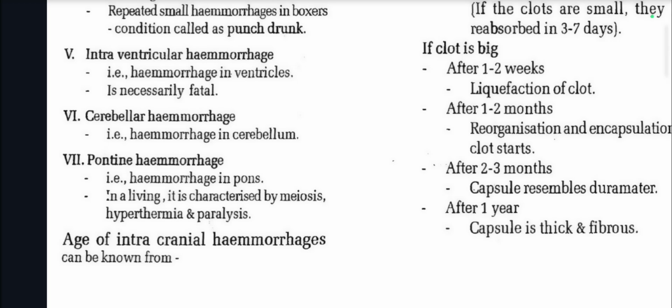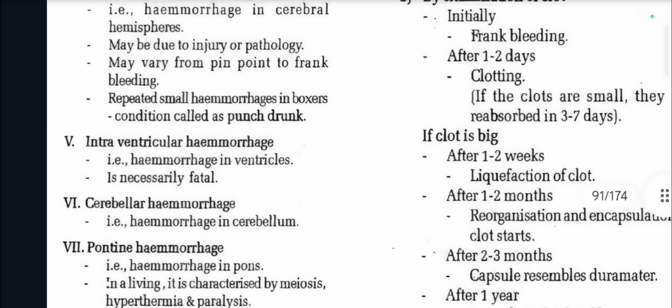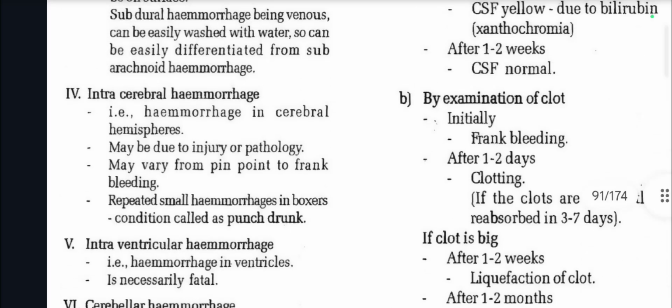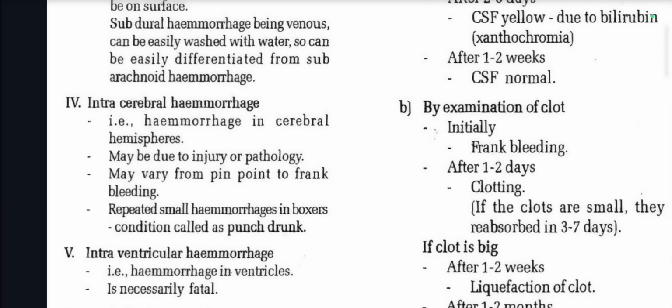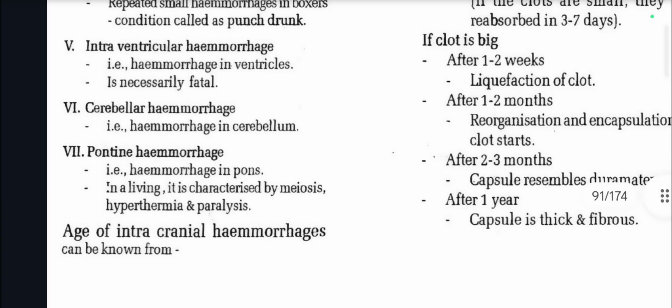So these were about the types of hemorrhages. In total, we have got 7 types. Number 1, epidural hemorrhage, subdural hemorrhage, subarachnoid hemorrhage. Then we have intracerebral, then we have intraventricular, cerebellar, and pontine.